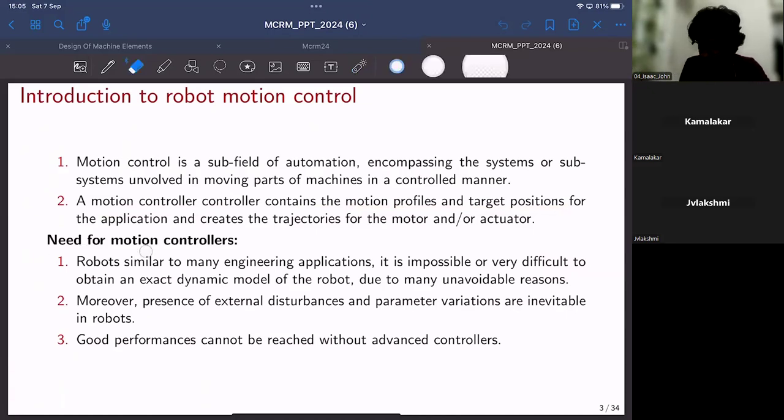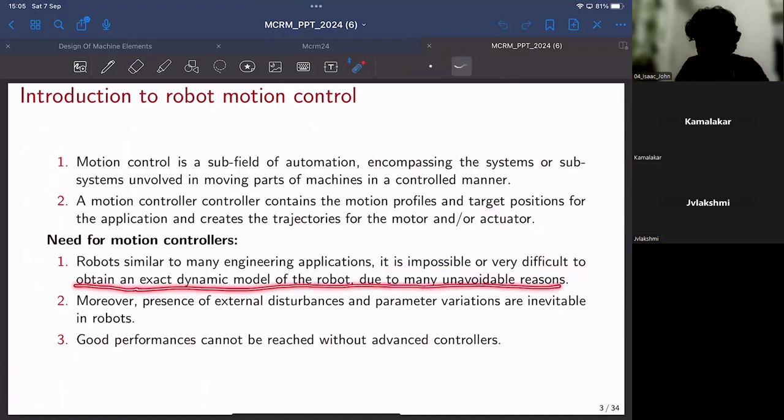So why do we need motion controllers? Because essentially we have seen that we can control a robotic manipulator just with a dynamic model. But on top of this, why do we need a motion controller? Like in robots, just like any other engineering application, it's very difficult to obtain the entire dynamic model of the robot due to many unavoidable reasons.